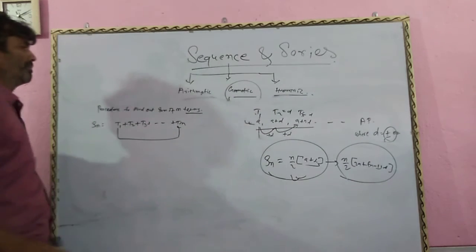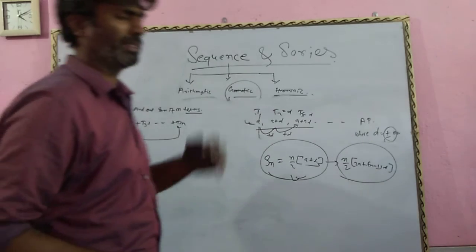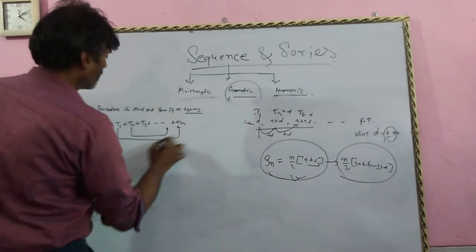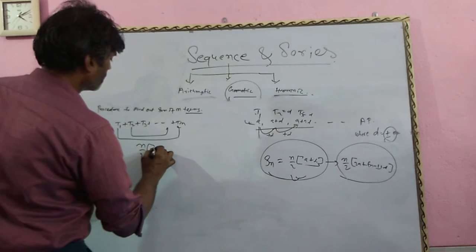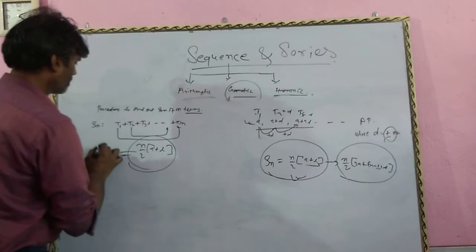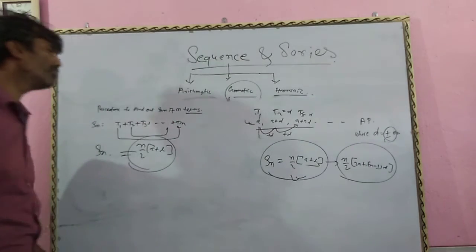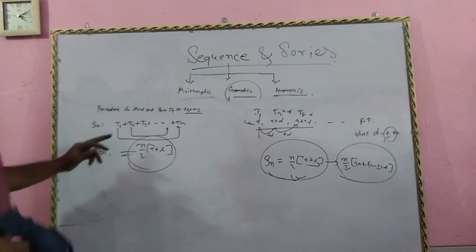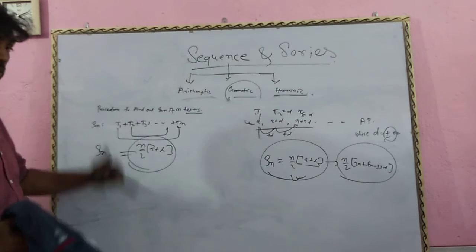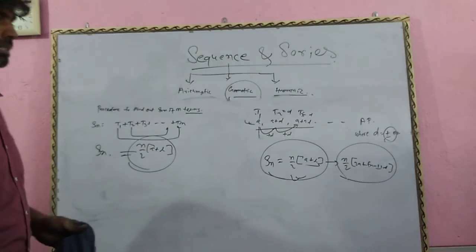Just pair up, and there is no other way. That might be lengthy. That's why I'm telling you to just pair and write n upon 2 times a plus l, first term plus last term. This is the summation of an arithmetic progression. If a procedure easier than this method is possible, then definitely I will discuss that in the next class.